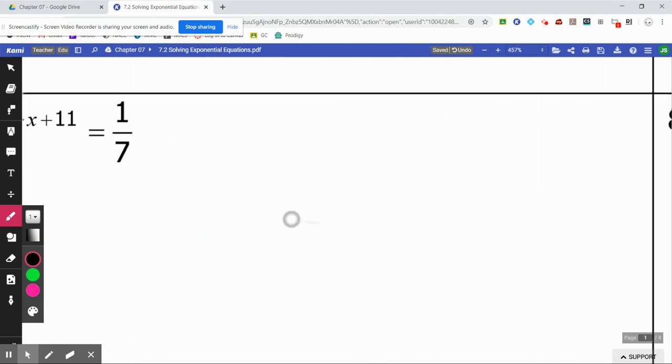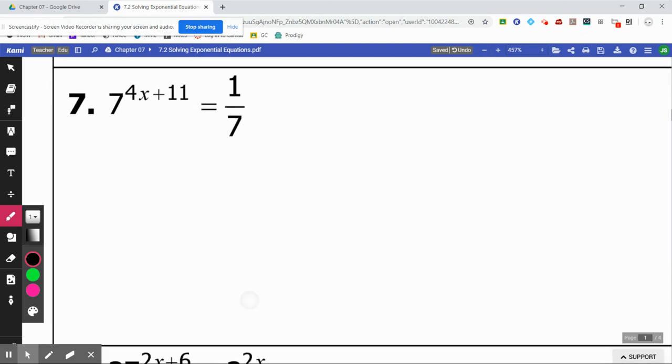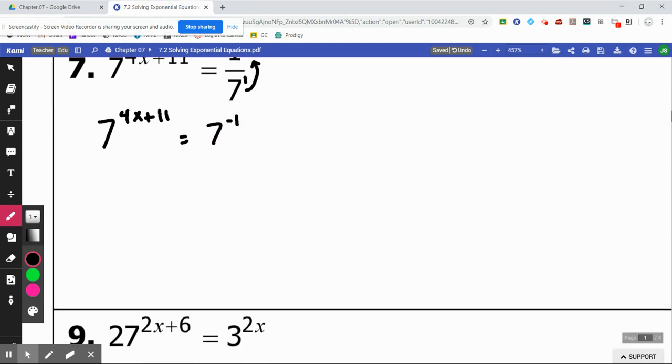Number 7. 7 to the 4x plus 11. The right side you can rewrite. That's 7 to the negative 1 power. 7 to the first on the bottom, bring it to the top. That's 7 to the negative 1. Set the powers equal.